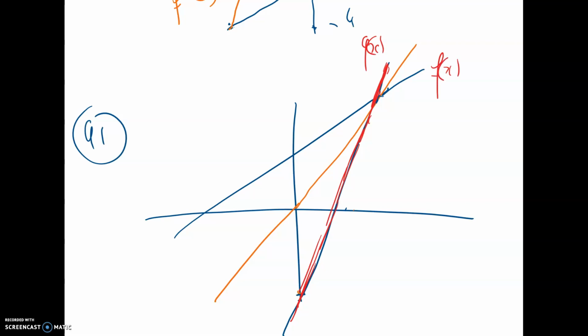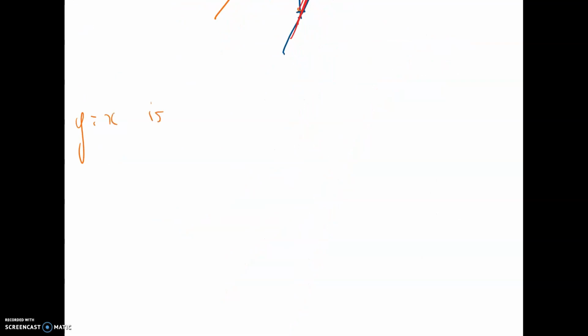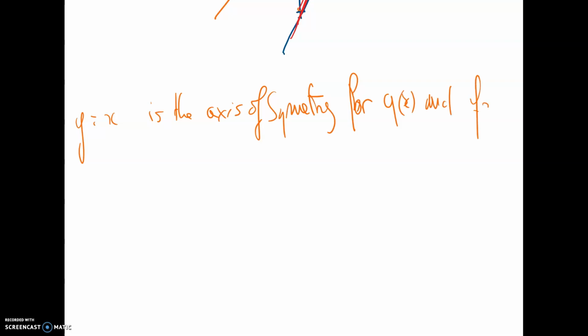And what do we have in the center? In the center, we have the function y equals x, and y equals x is the axis of symmetry between g of x and f of x. Therefore, I can clearly say that f and g are inverse.